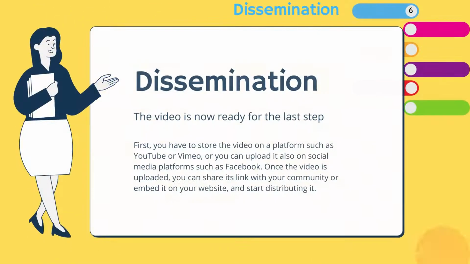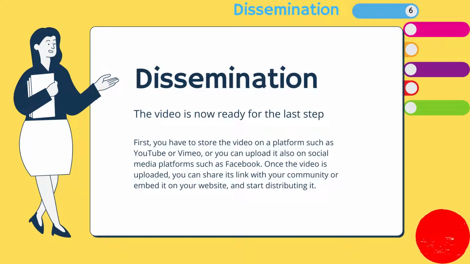The video is now ready for the last step, the dissemination. First, you have to store the video on a platform such as YouTube or Vimeo, or you can upload it also on social media platforms such as Facebook. Once the video is uploaded, you can share its link with your community or embed it on your website.